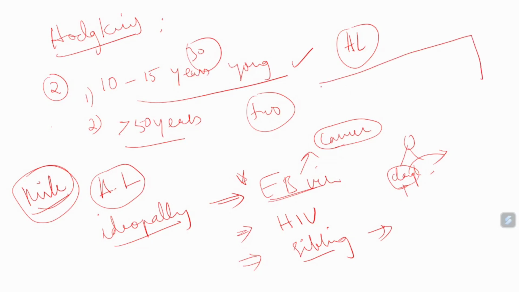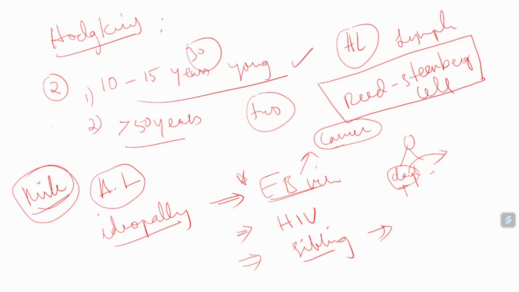All Hodgkin's lymphomas are mainly characterized by one very specific lymphocyte, which is called the Reed-Sternberg cell. Actually, this is a very special type of lymphocyte. By seeing this Reed-Sternberg cell only, we try to diagnose that the patient has Hodgkin's lymphoma. This Reed-Sternberg cell is a very big lymphocyte.